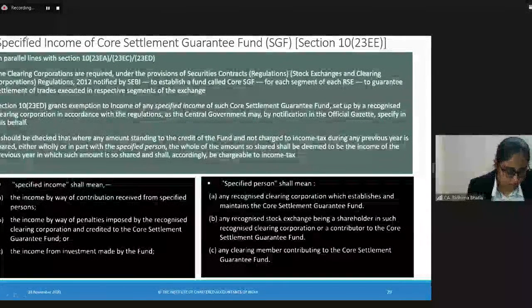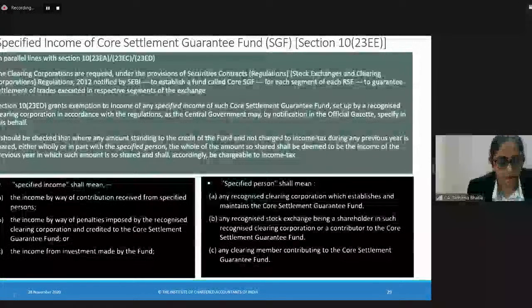Next is the specified income of the core settlement guarantee fund set up by a recognized clearing corporation. Now, what is this? This is all theory which you can read, but I'll explain it to you.